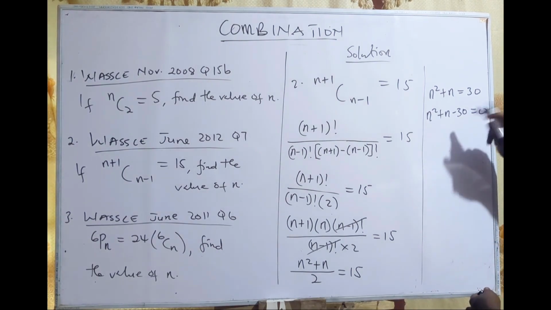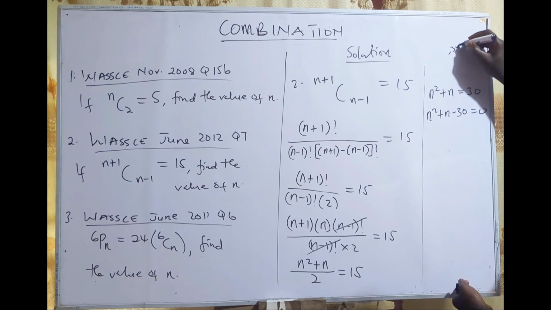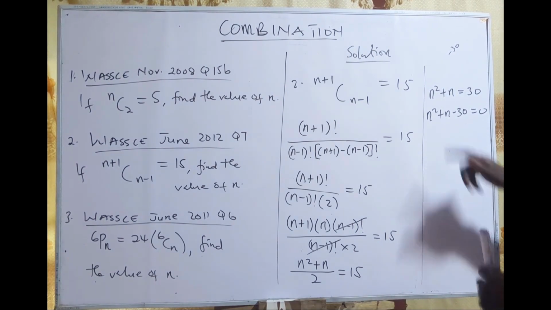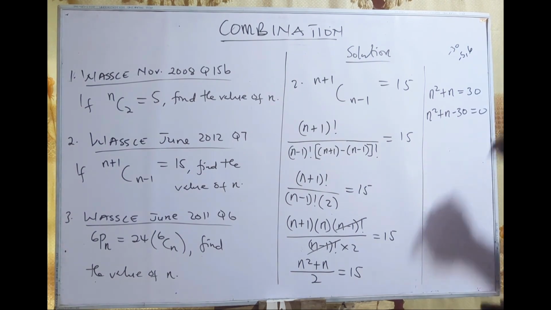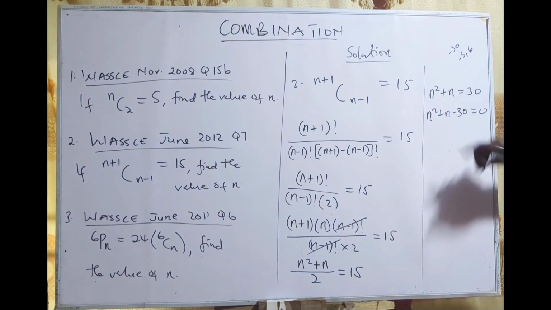Here is n squared, multiply, the coefficient of n squared is 1, multiply minus 30 will be minus 30. Two factors of minus 30, that will give me what? That will give me 1, not 2b. I think negative 5 and then positive 6. Negative 5 times 6 will give me negative 30. 6 minus 5 will give me 1.